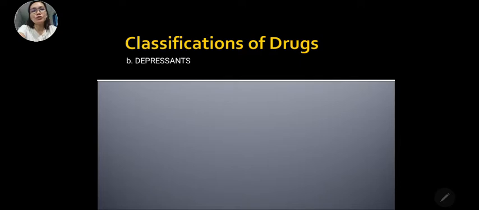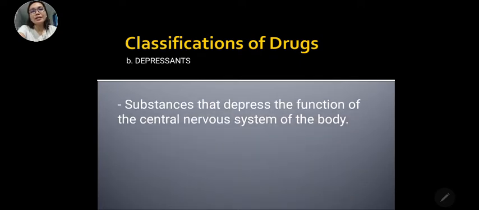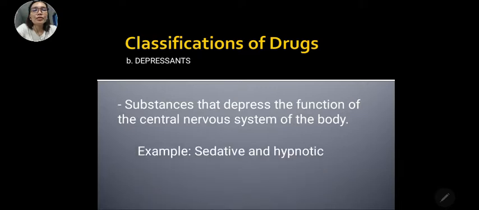Another classification of drugs is the depressants. So, these are substances that depress, from the word itself, the function of the central nervous system of the body. Kung yung isa, yung stimulants, ay nag-stimulate siya ng functions ng brain natin, ito namang depressants, nagde-depress naman siya. So, they are opposite. They have opposite effects on the central nervous system. For example, are sedatives and hypnotics.